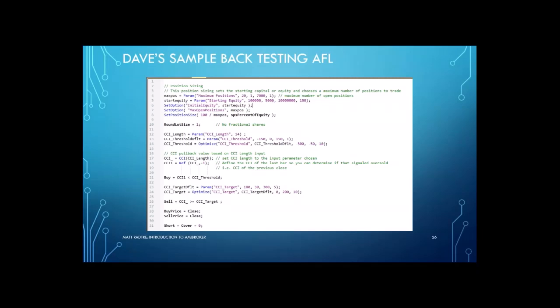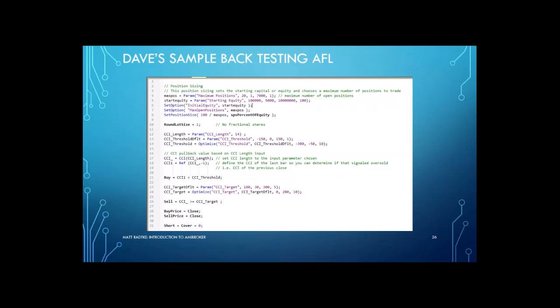So this is the AFL for Dave's backtest. So again, at the top, you'll see that Dave's got a couple of param statements where he allows the user to specify some input. Then he's got a couple set option commands which override things that are in the AmiBroker analysis settings window. So he's going to override the initial equity and the maximum number of open positions. And then he's going to set his position size.